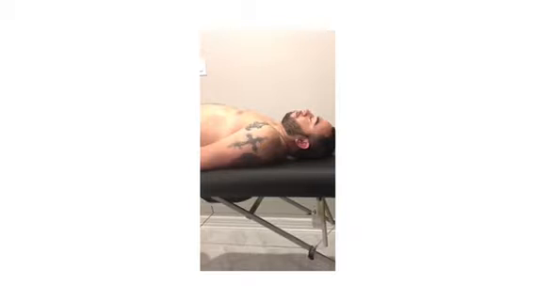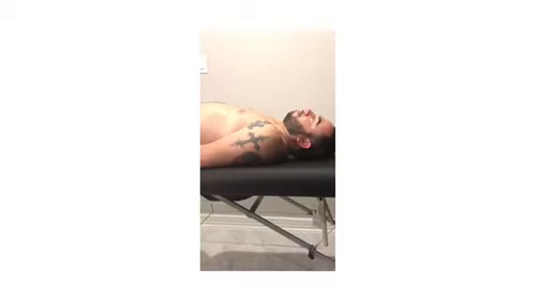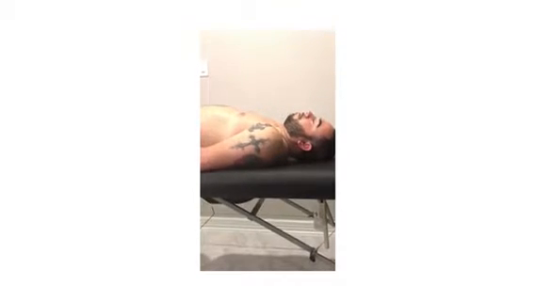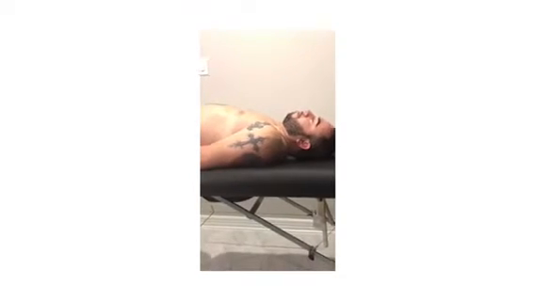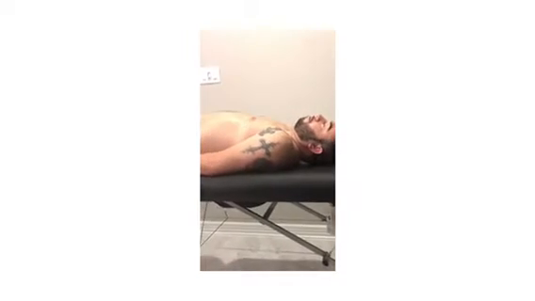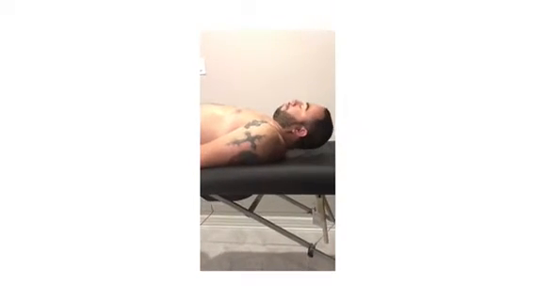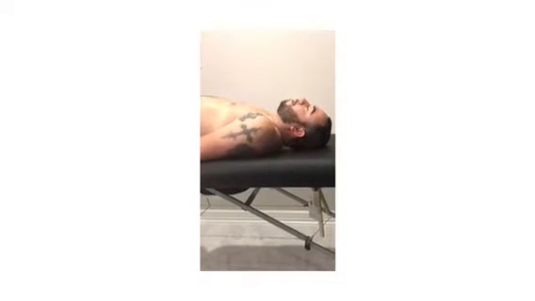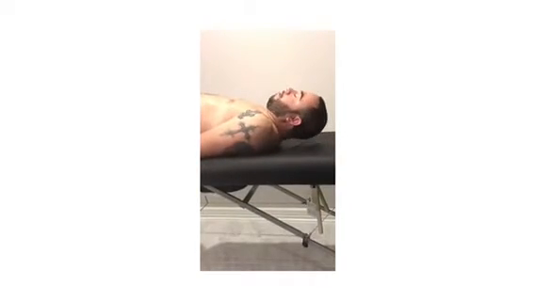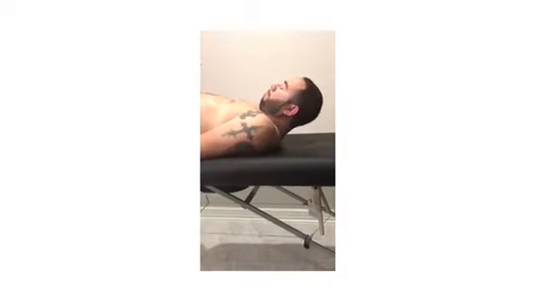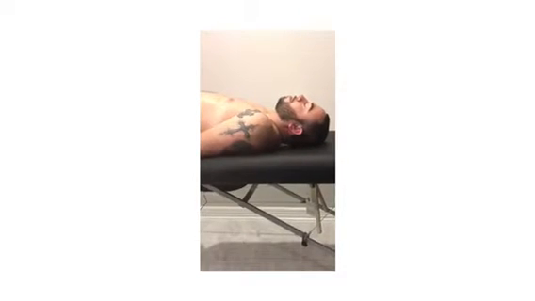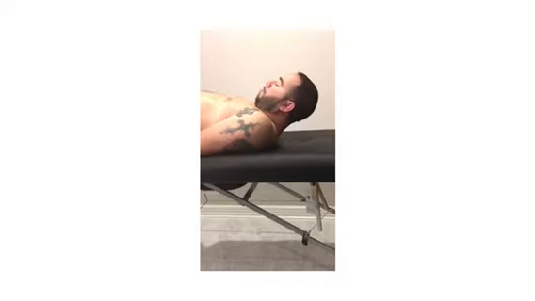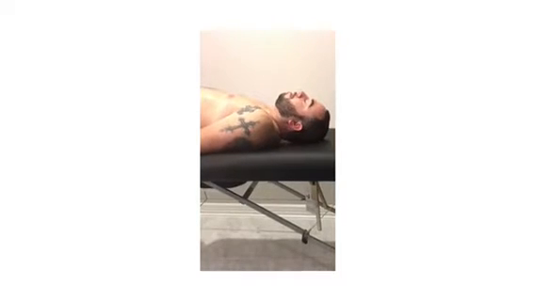Cervical flexion test. All I'm going to have you do is try to touch your chin to your chest. We're going to do that same motion 3 times, and you can start at your discretion. It's nice and slow. Thank you, sir.